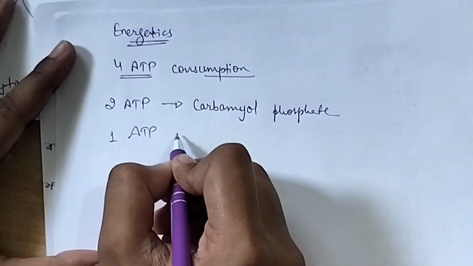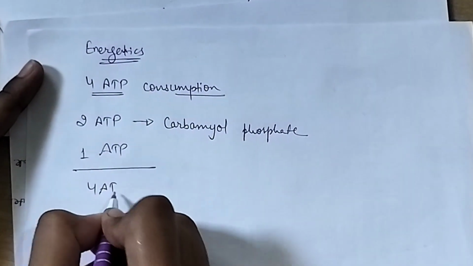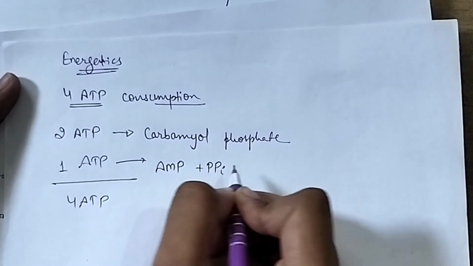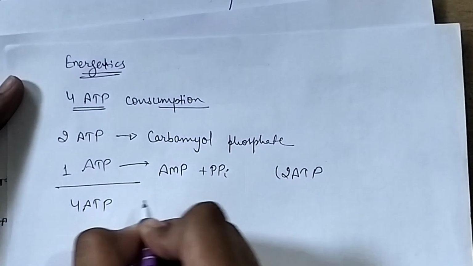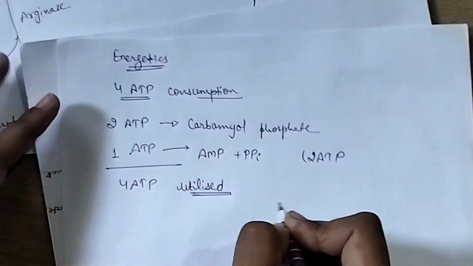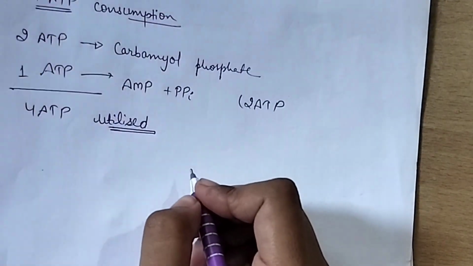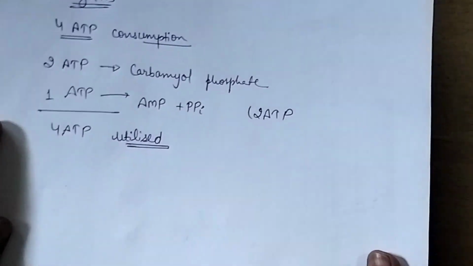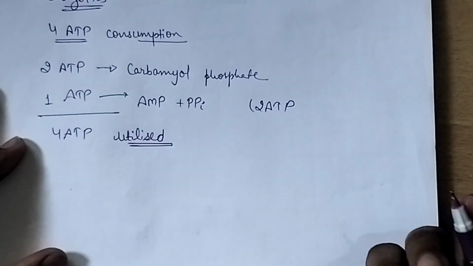So total 4 ATP are utilized in the urea cycle. Now the regulation of the urea cycle and the disorders of the urea cycle will be completed in part 2.